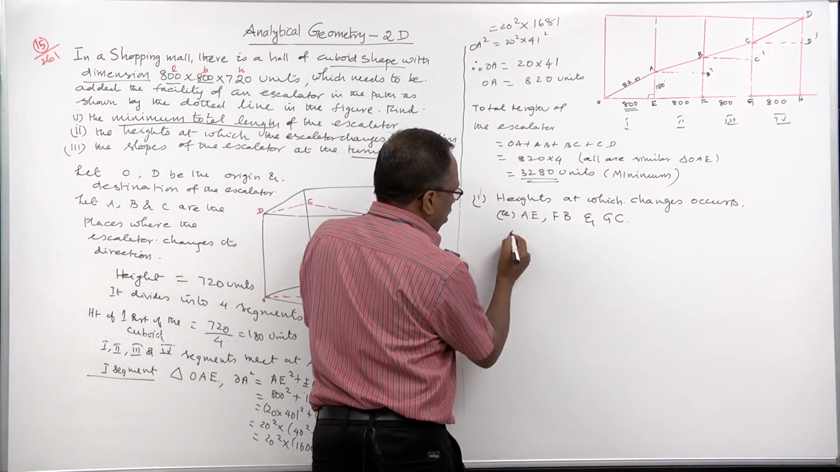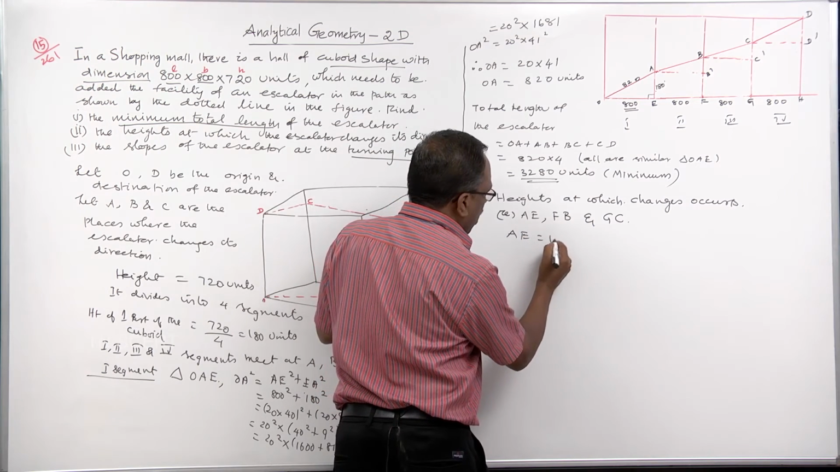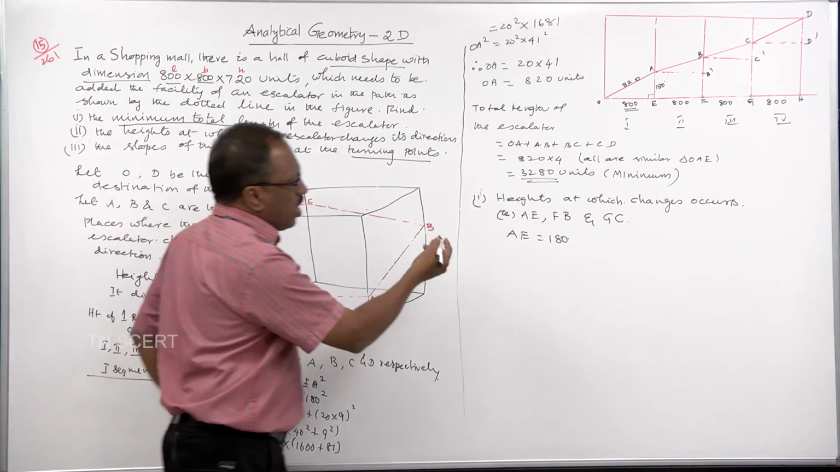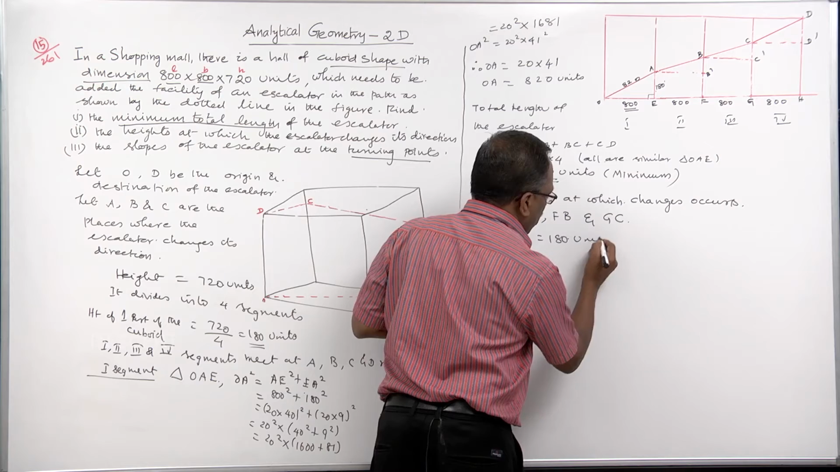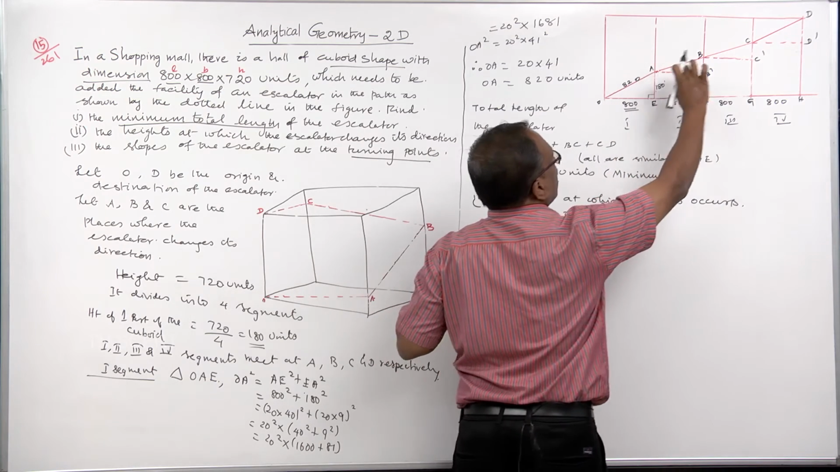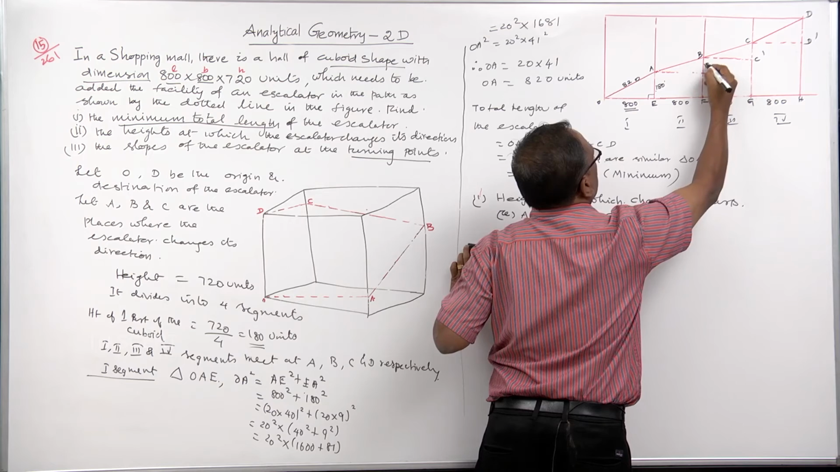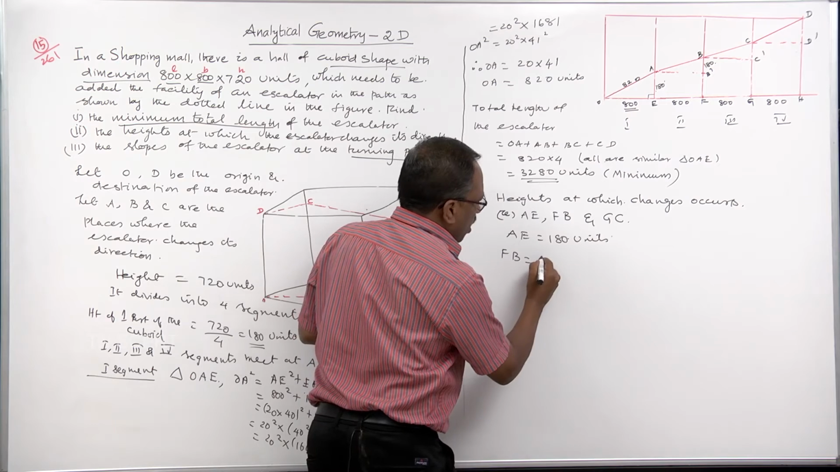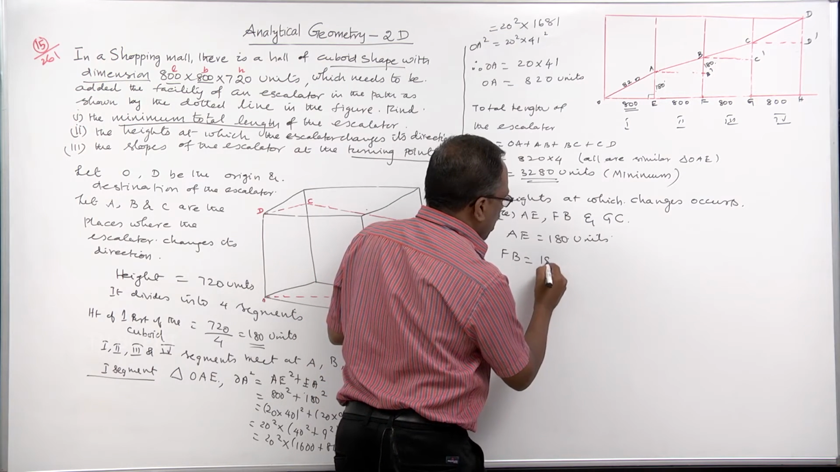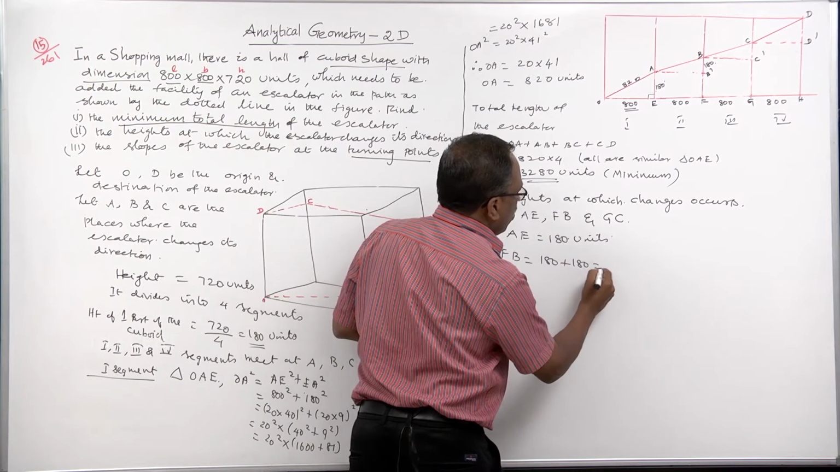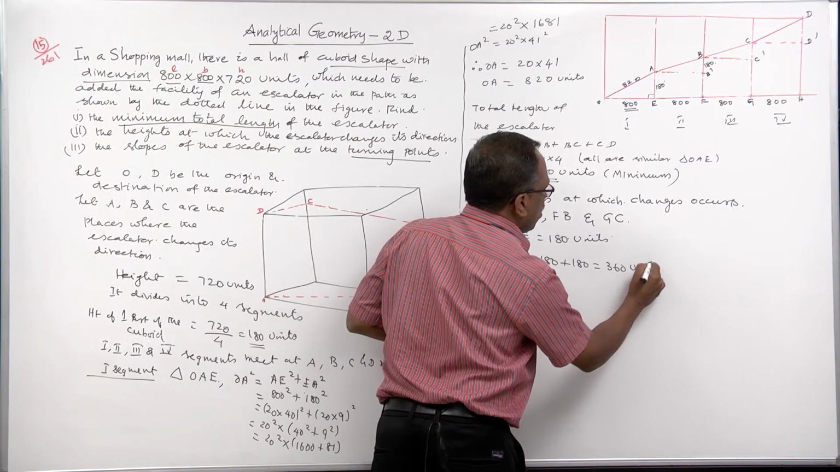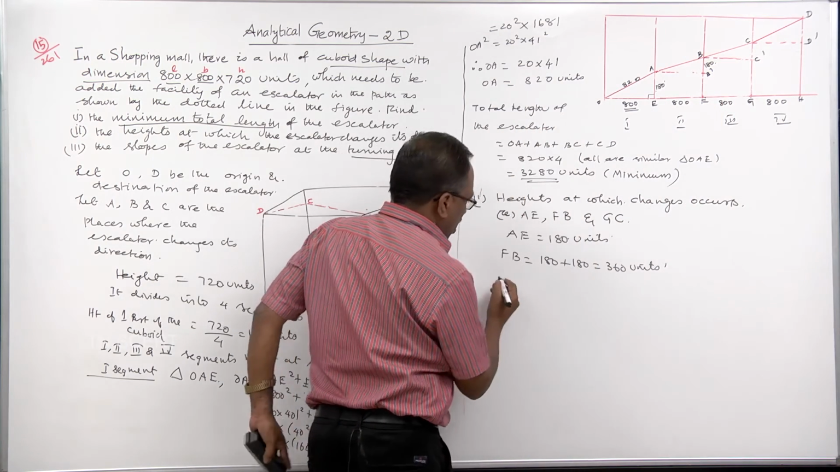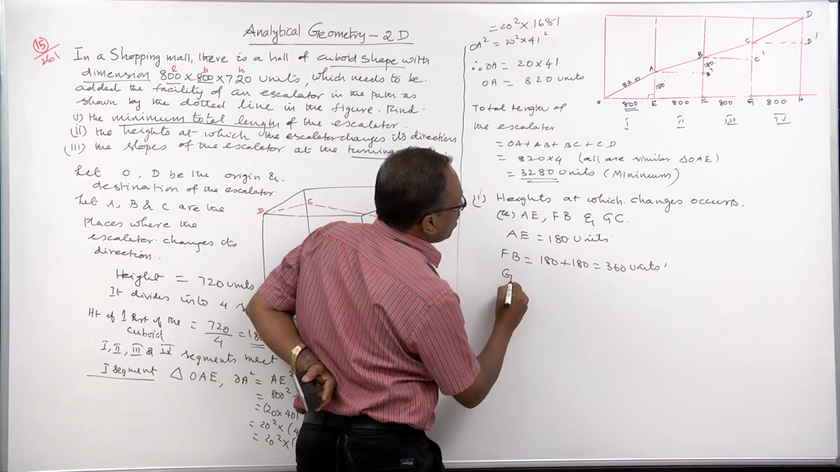First point AE, we have the distance, it is already 180 units. This is what we calculated for the first point here. And the same thing is going to occur once again, it is 180. So that means FB is nothing but 180 plus 180, which is 360 units for the second point. And for the third one, that is nothing but GC.